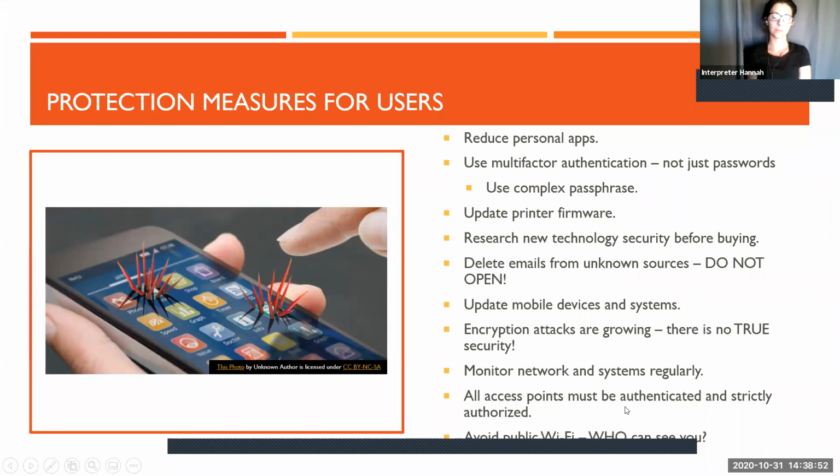Access points need to be authenticated and strictly authorized. If we start to use smart locks and things like that, we need to make sure those smart locks are capable of protecting our homes, and also the system needs to be physically secured, because simply cutting the cable is going to cripple you. And avoid Wi-Fi in general. Who can see you? You can't see them, but they can see you.